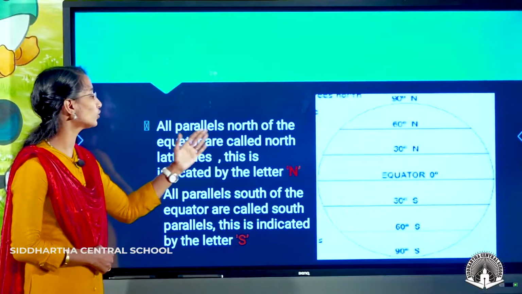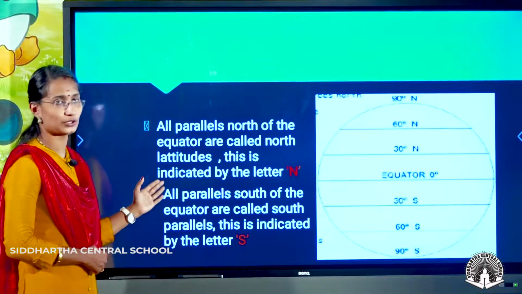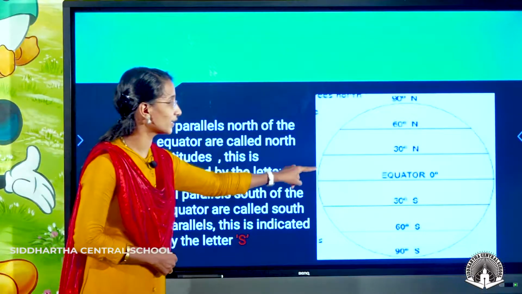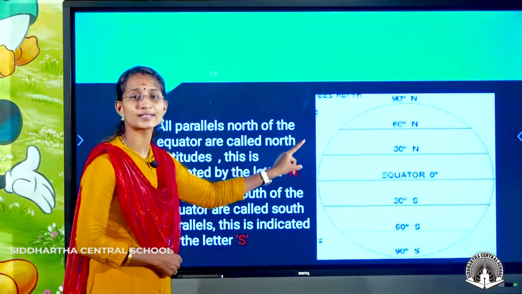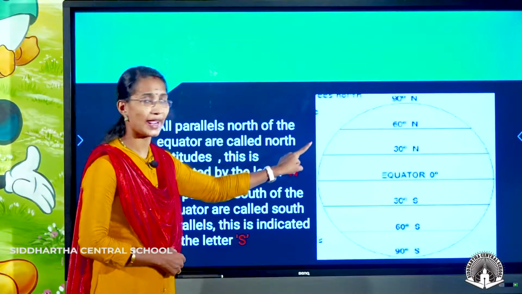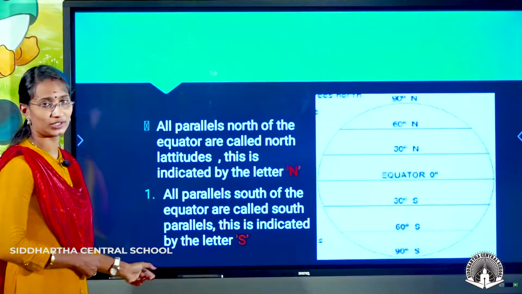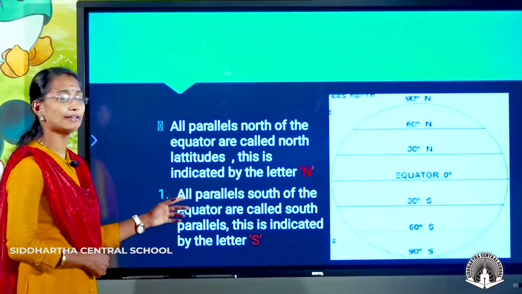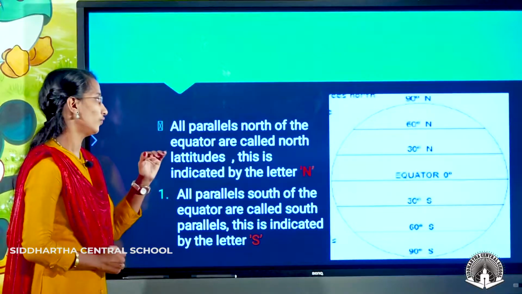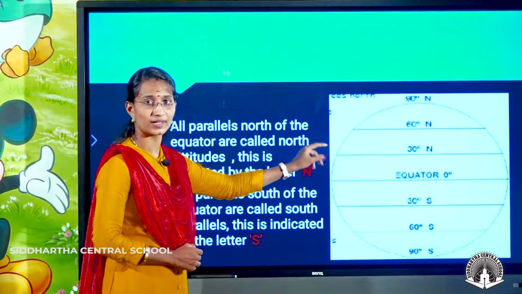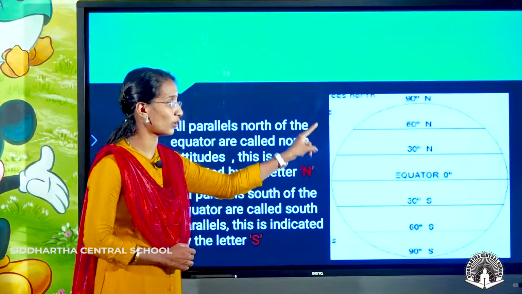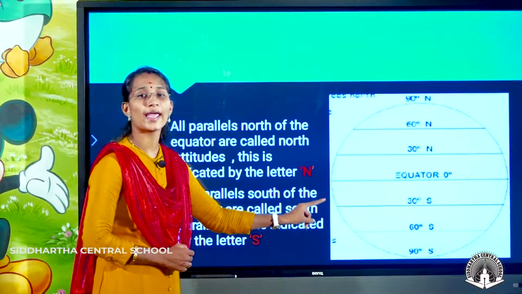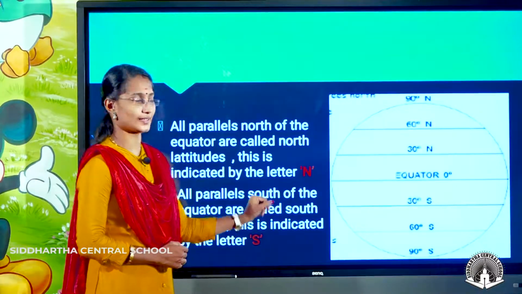All the parallels north of the equator are called northern latitudes. This is indicated by the letter N. And all the parallels south of the equator are called southern parallels, and this is indicated by the letter S. So, all the parallels on the north side are indicated with the letter N and known as northern parallels, and all the parallels on the south side are indicated with the letter S and known as southern parallels.